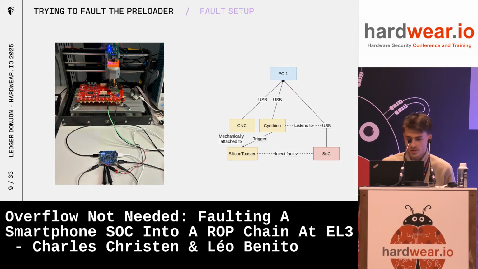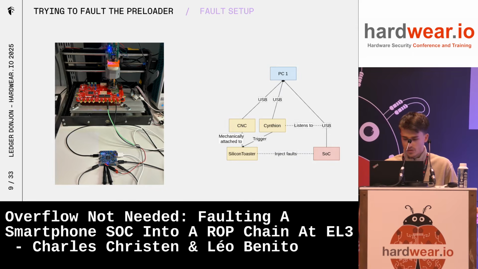So you can see a picture of it on the left. The green board that is at the top is the silicon toaster that I showed you earlier. It's attached to a CNC in order to move the probe around above the chip. Then there is the SOC, which is just under the probe. And the SOC is resting on the red board, which is called the scaffold. It's also a board developed by our team, but more on that later.